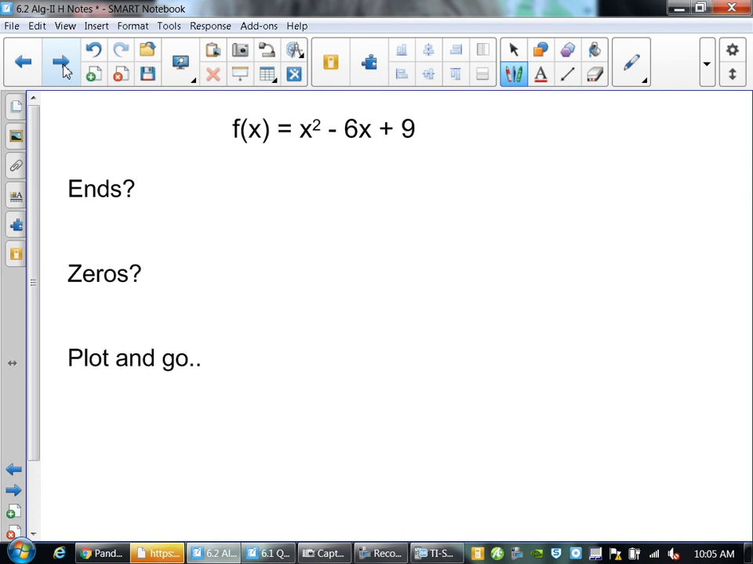All right. This one here, if I want to look at the ends, what are the ends doing? They're both up, right? So I know for a fact that both my ends are up. What are the zeros of that function? How do you find the zeros of a quadratic? Set it equal to 0 and solve it. So I get x squared minus 6x plus 9 set equal to 0. What times what is positive 9, and added together gives negative 6? Negative 3 and negative 3.